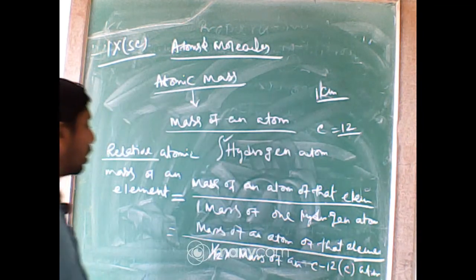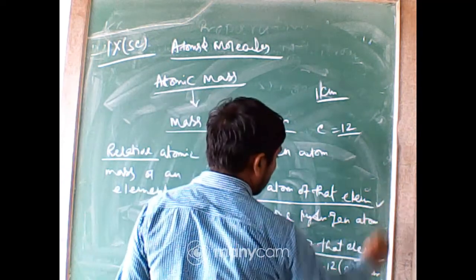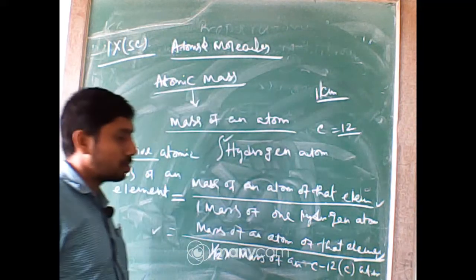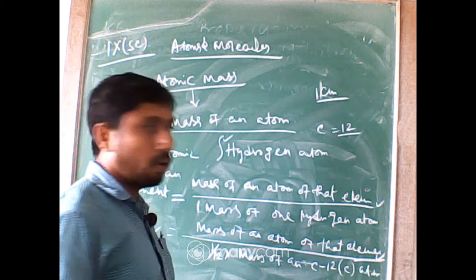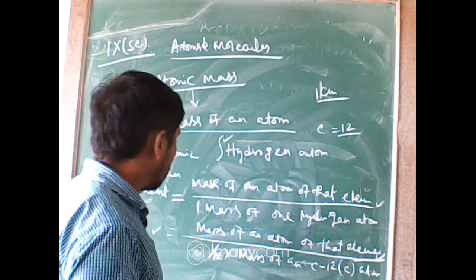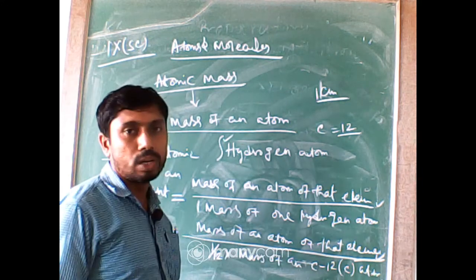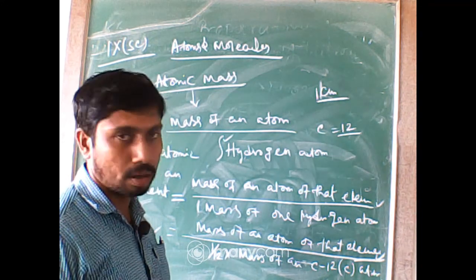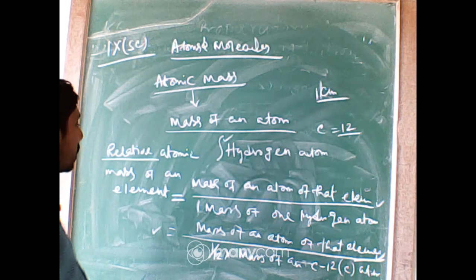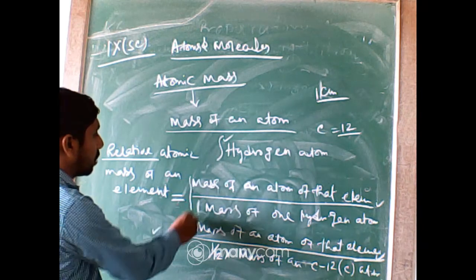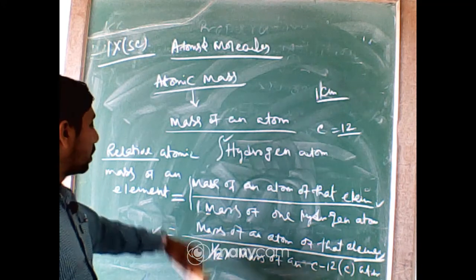This is on the carbon scale, this is on the hydrogen scale, this is on the carbon scale. If we take chlorine as a reference, then it would be 1 by 35.5 into the mass of a chlorine atom. Okay. So, this is about a comparison, that is, in relative terms, we are comparing with some standards. Here is that reason.